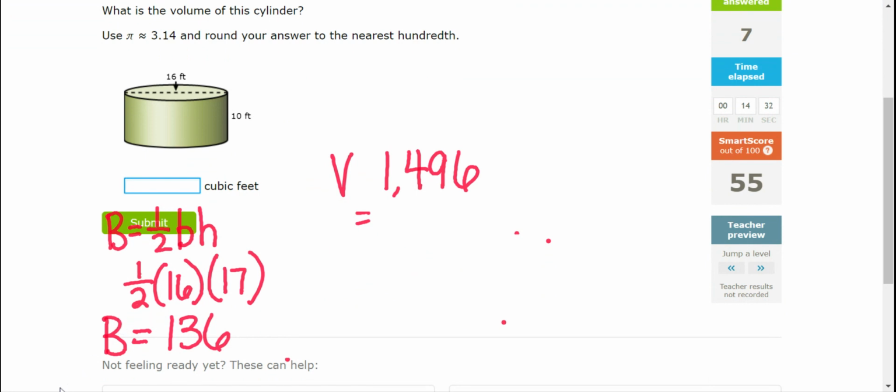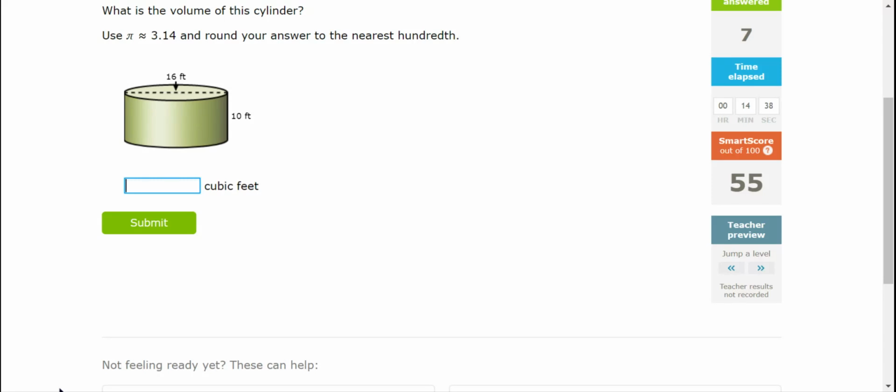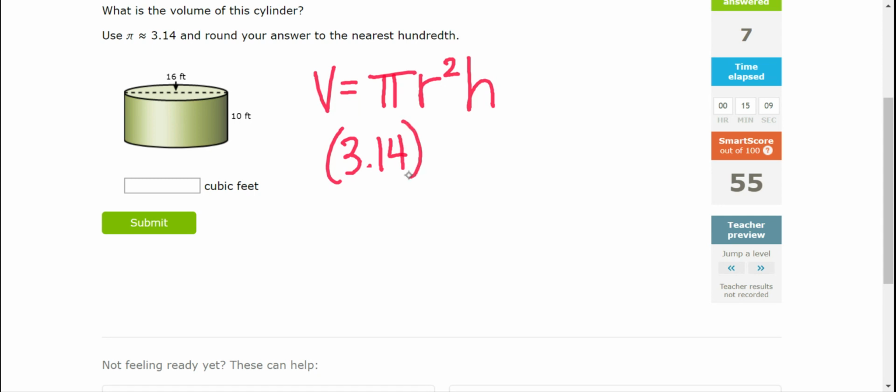Okay. So we have another cylinder. The formula for volume of a cylinder is going to be volume equals pi r squared h. Okay, for pi, we're going to use 3.14, so I'm going to substitute that in. Then I need my radius, because I'm going to have my radius squared.